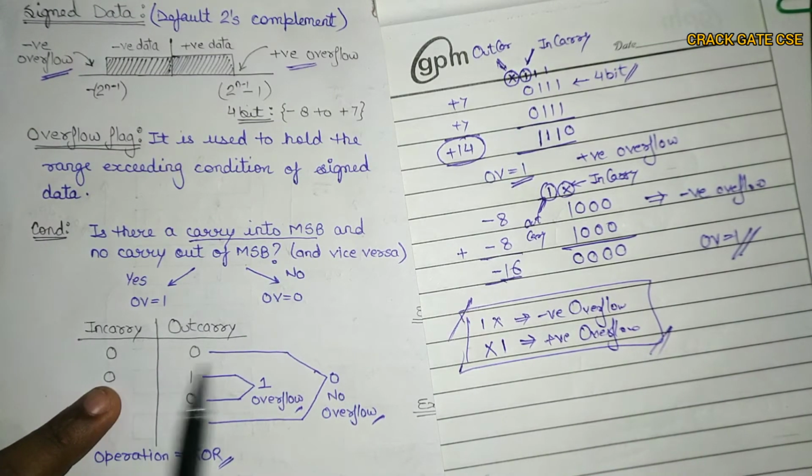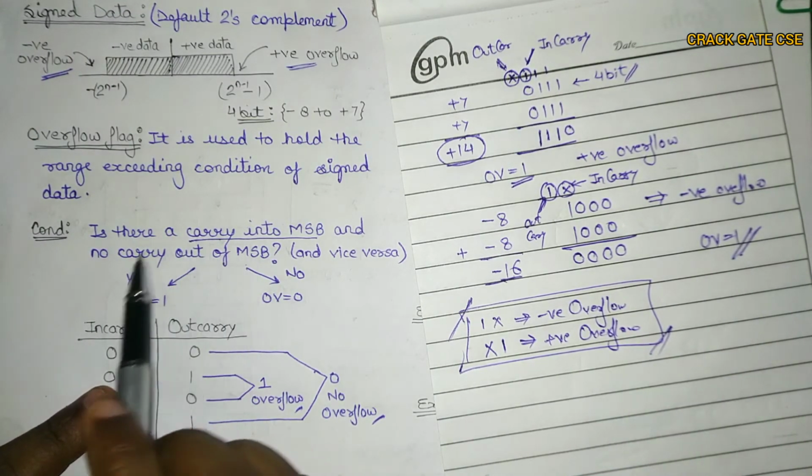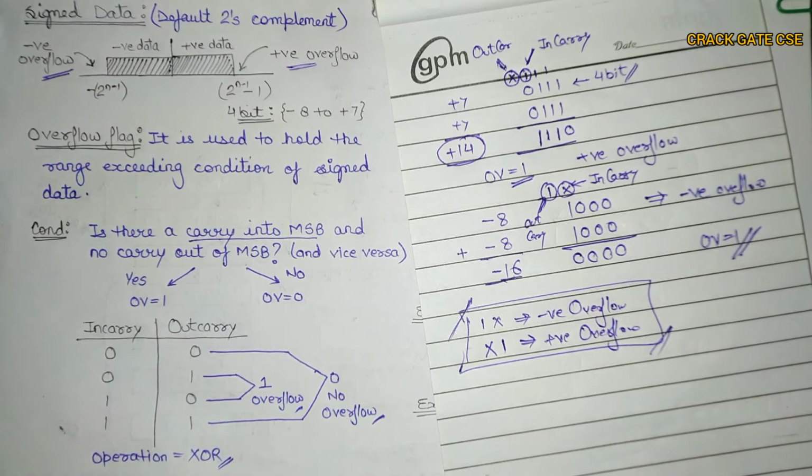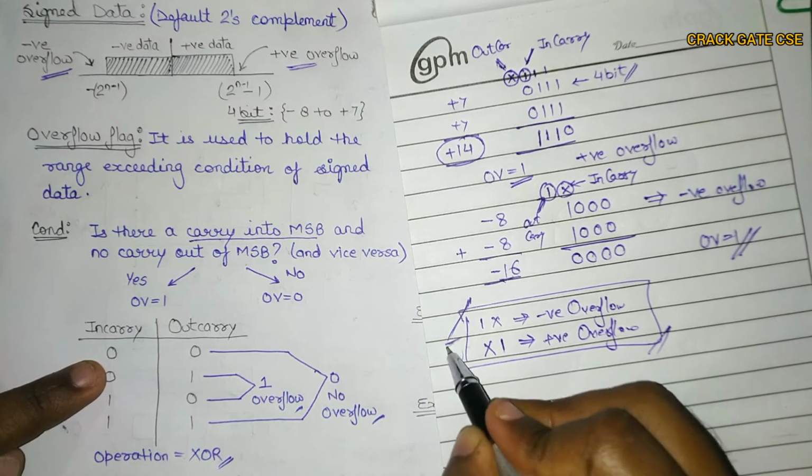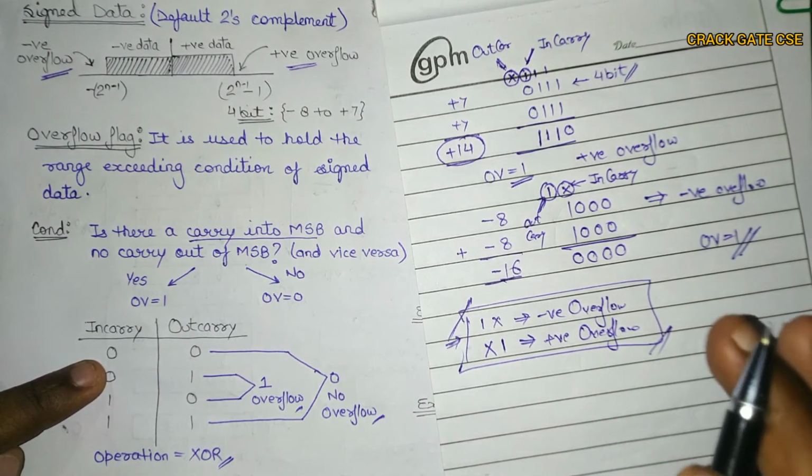Now you can see this particular table. So I hope you got an idea about the condition. Now let's see this particular table. If both in carry and out carry are 0, then there will be no overflow, because you can see here only these two conditions hold for the overflow flag.